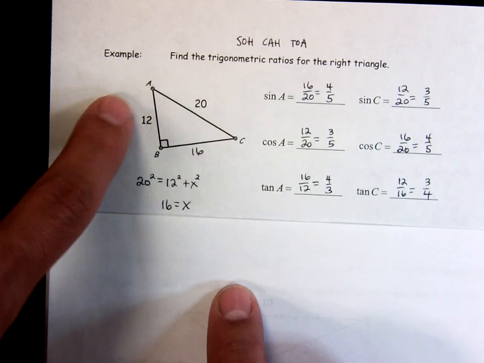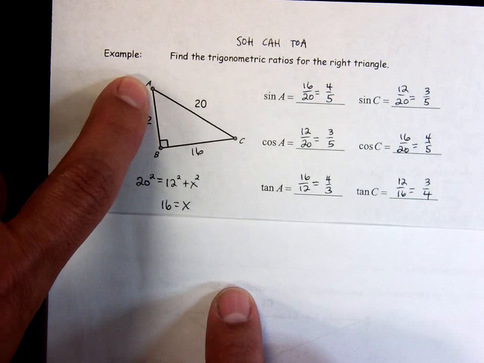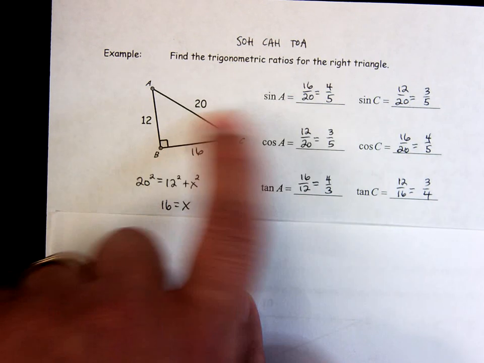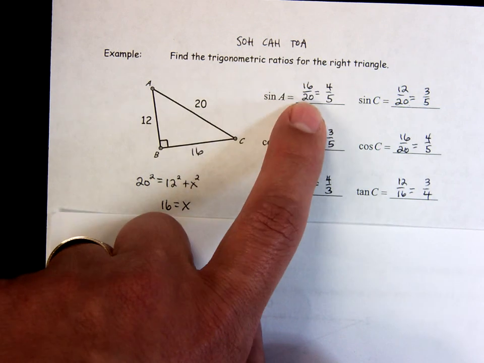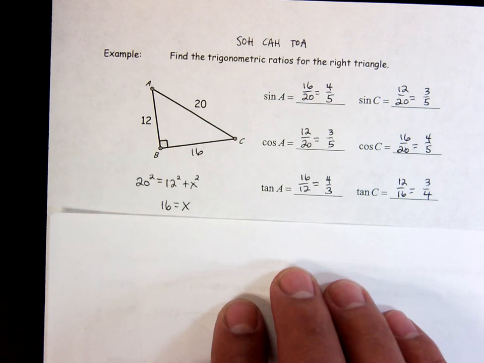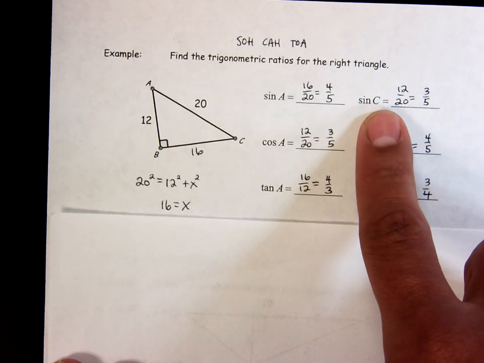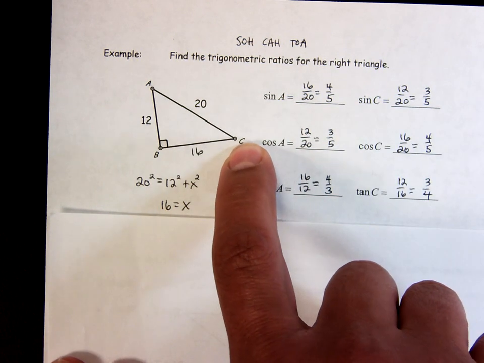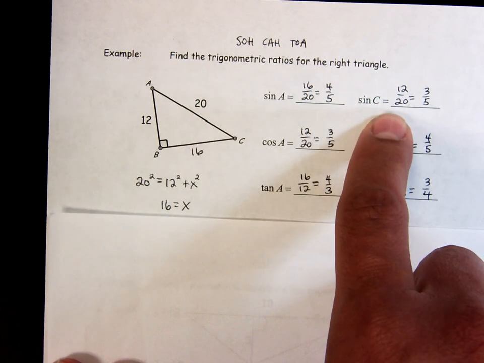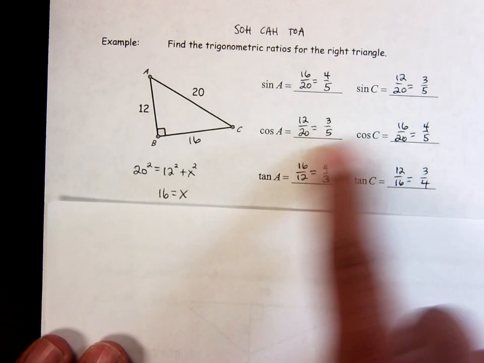So here is angle A. The opposite side is 16. That goes on top. Over the hypotenuse, which is 20. Of course, 16 over 20 I can reduce to 4 over 5. That's it. It's that simple. It's just a ratio. The sine of angle C, here's angle C. I take the opposite side, put it over the hypotenuse, and I get 12 over 20. Reduces it to 3 over 5.